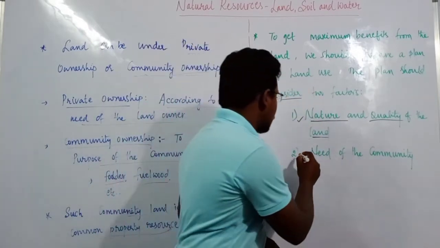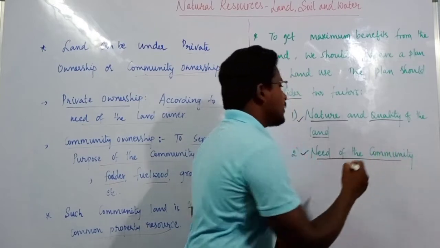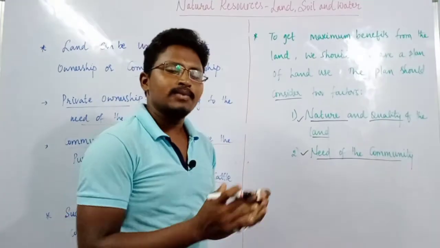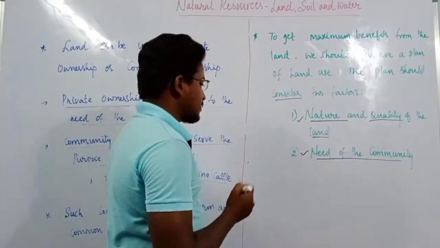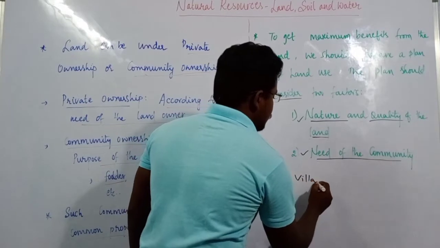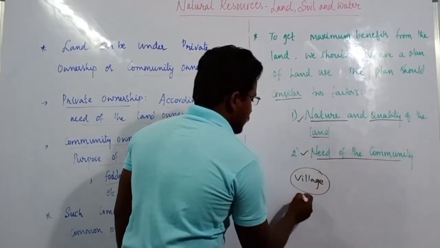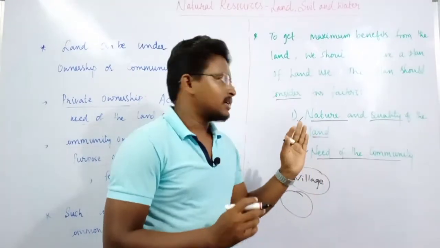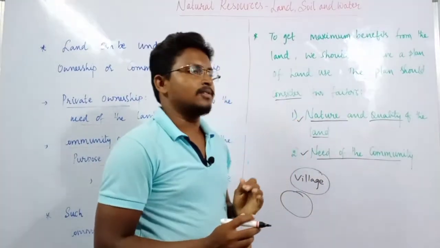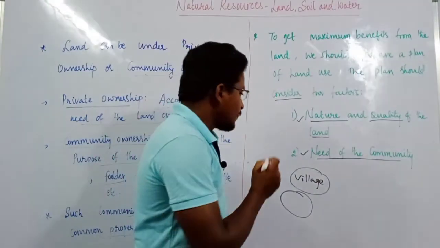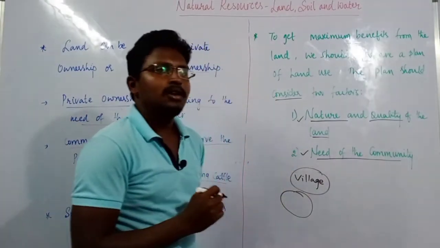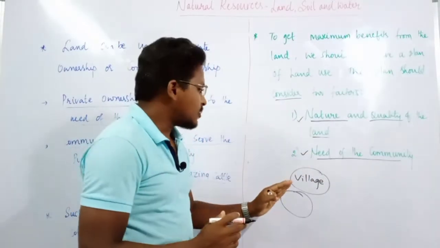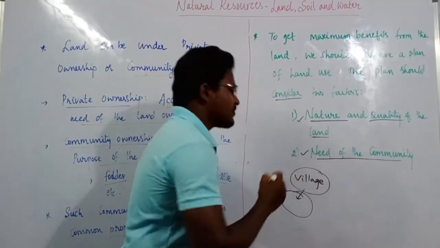Then the second very important thing is the need of the community. What the community wants, or what the community is expecting from this kind of land. Just imagine there is a village, and just beside the village there is a place which right now has very good nature and very good quality. The second step we should consider is the need of the community. What these villagers are expecting to get from this land.